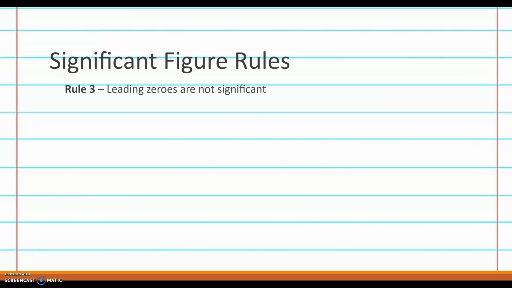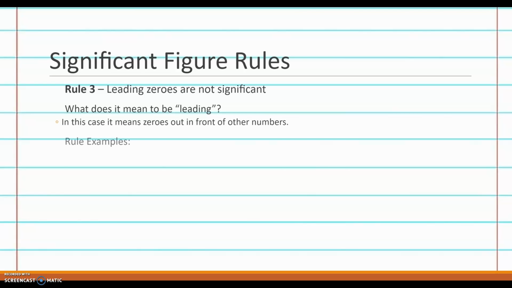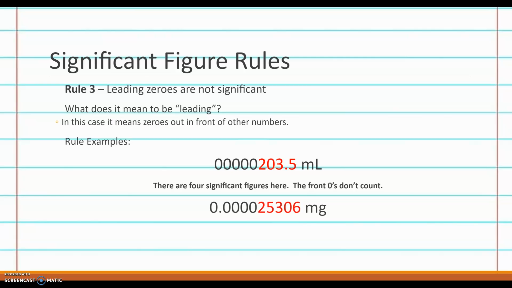Rule number 3. Leading zeros are not significant. The zeros that come before non-zeros are not significant. For example, 0.0000203.5 milliliters. Here there are only 4 significant figures, shaded in red. The front zeros do not count. These are leading. Another example is 0.000025306 milligrams. Here there are 5 significant figures. Even with the decimal point, the front zeros or leading zeros do not count.